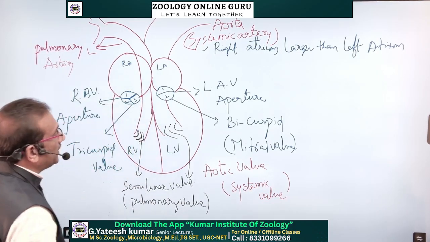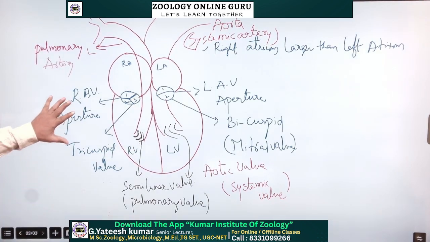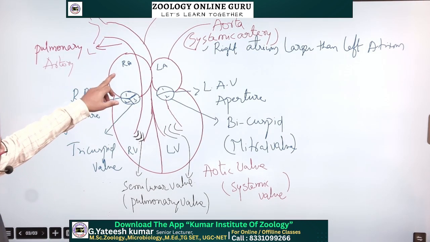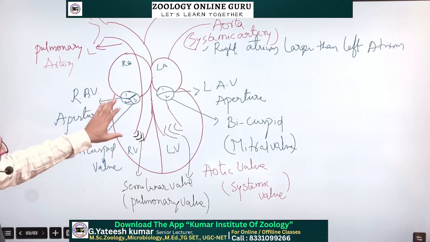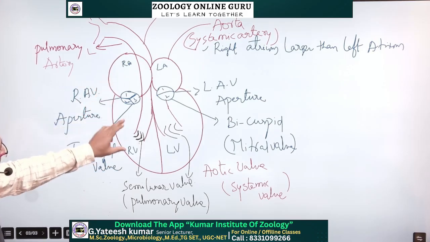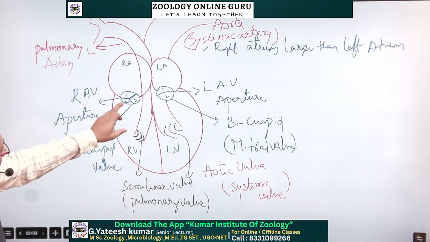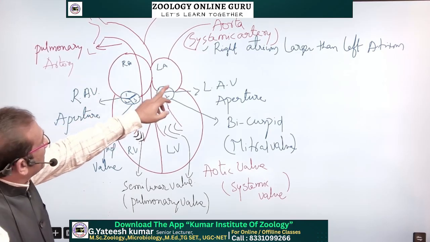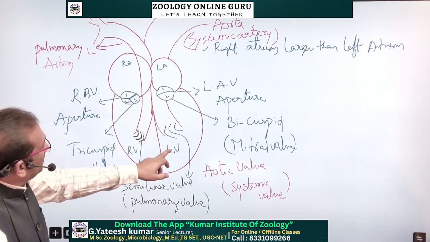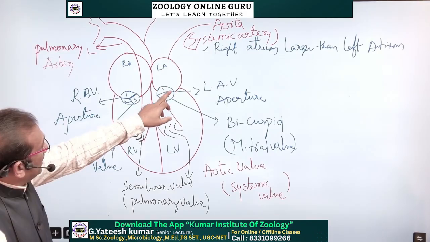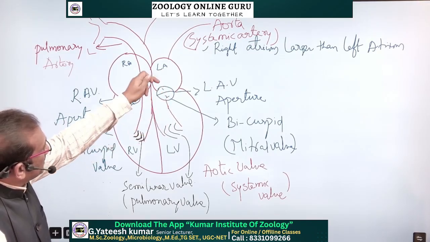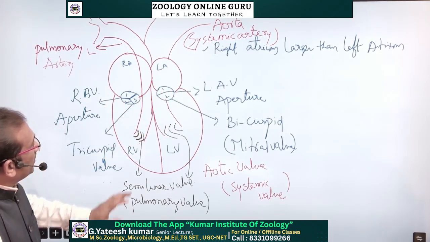Also called systemic valve. So what we discussed here, valves. First is the aperture: on the right side, the right atrioventricular aperture. Inside there is a tricuspid valve. On the left side, left atria, left ventricle, there is a left atrioventricular aperture. Inside there is a bicuspid valve.